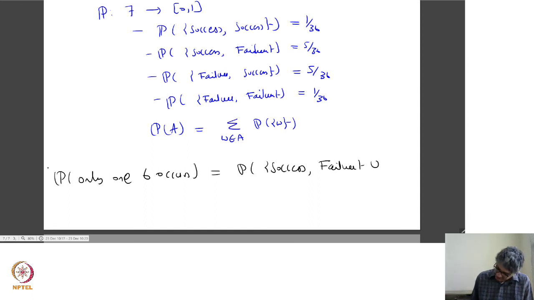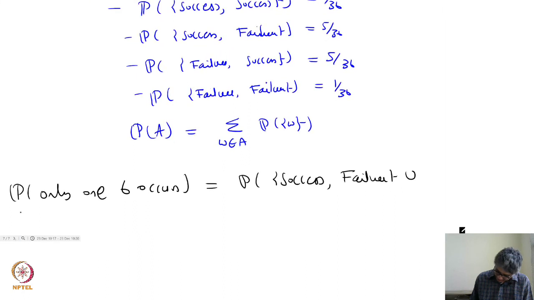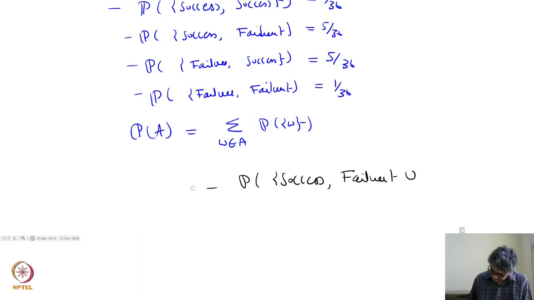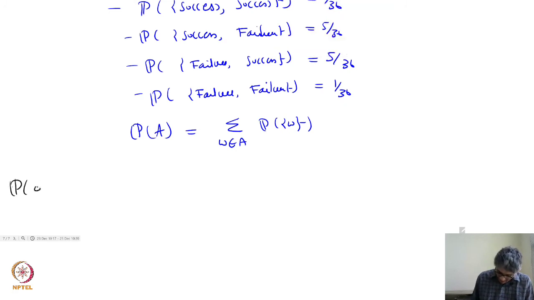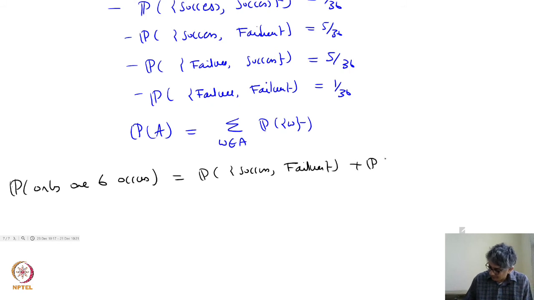Is the probability of only one 6 occurring, which is of interest, is the probability of success failure plus, let me write it first, union, or failure success. That means only one 6 has happened, and that's the same as the probability of each of them separately, right?